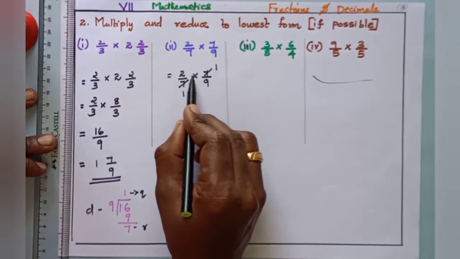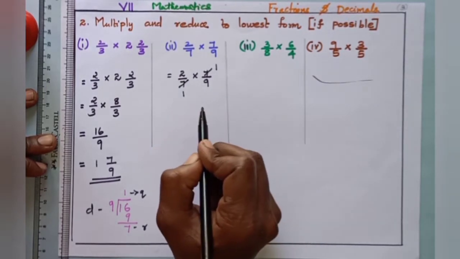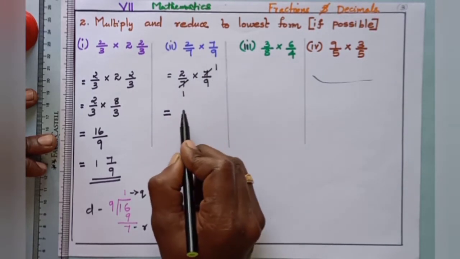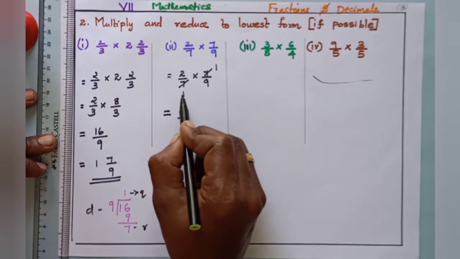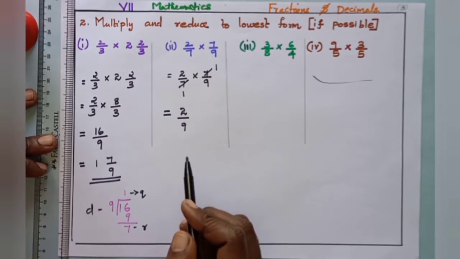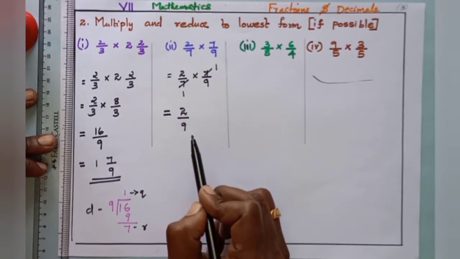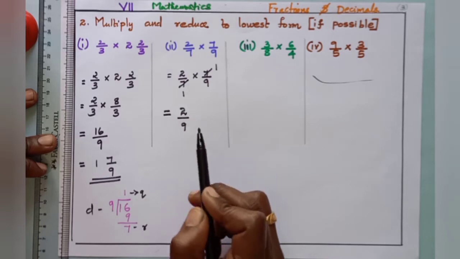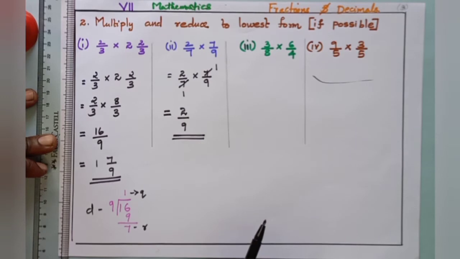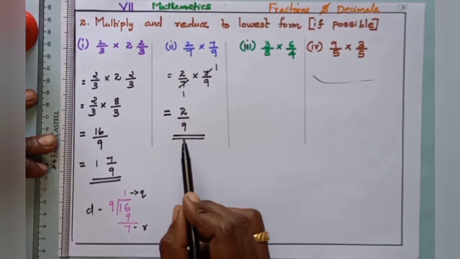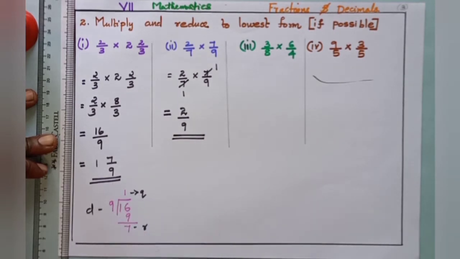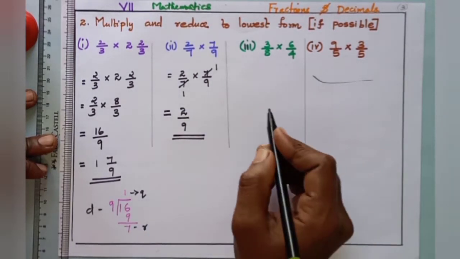Then again not possible. 2 and 9 have no highest common factor. So the product of the numerators 2 into 1, 2, by the product of the denominators 1 into 9, 9. See, here the numerator is less than the denominator, that is a proper fraction. So this is the final answer. If we get an improper fraction, change it into what? Yes, a mixed fraction.